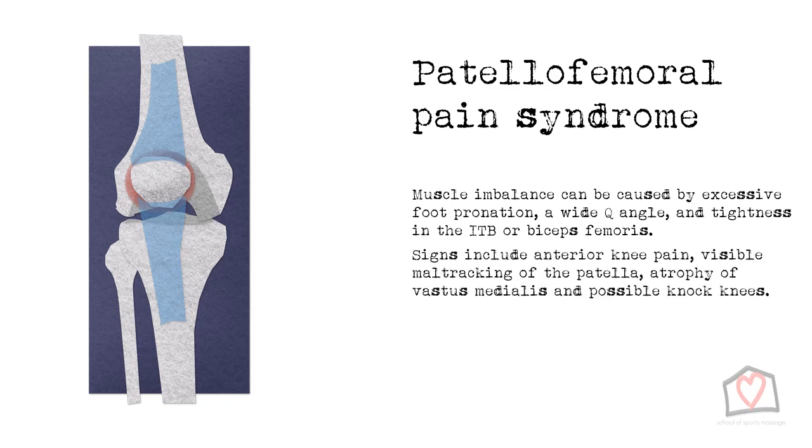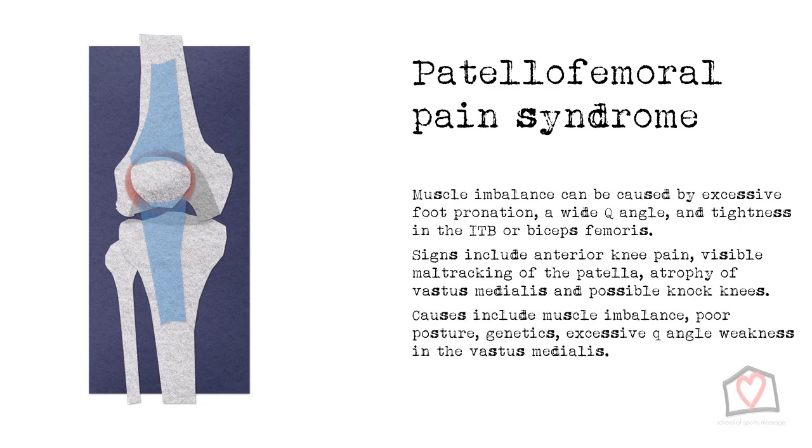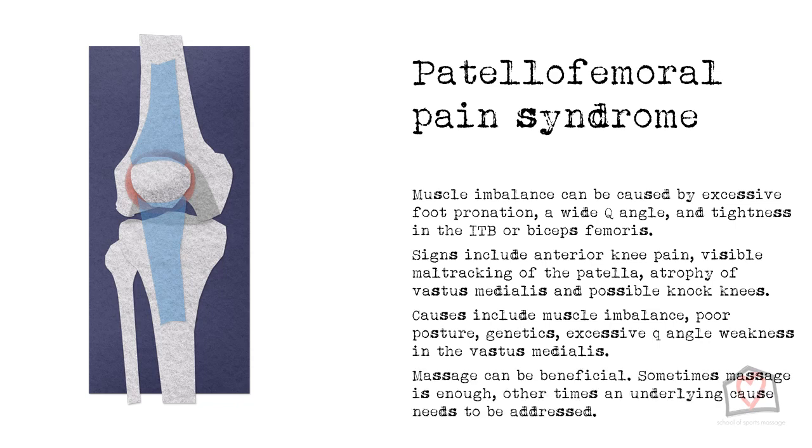Signs and symptoms are anterior knee pain, visible maltracking of the patella, atrophy of the vastus medialis, and possible knocked knees. The possible causative factors are muscle imbalance, poor posture, genetics, excessive Q angle, weakness in the vastus medialis from injury or sport-specific activity. Massage can be beneficial, but you also need to understand the cause.